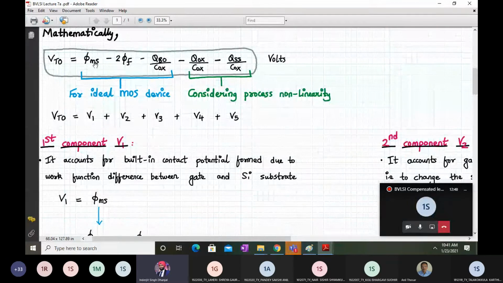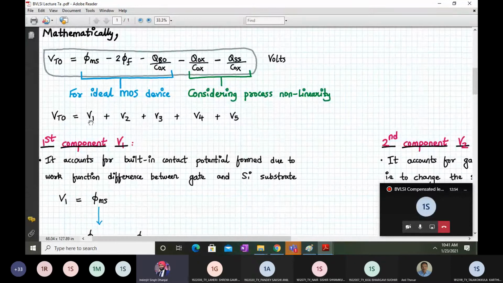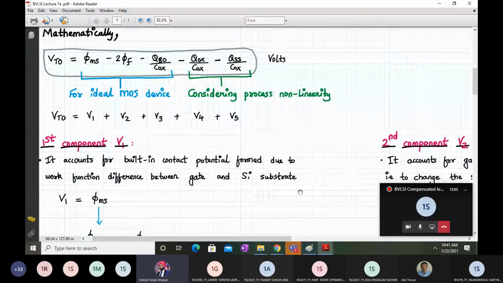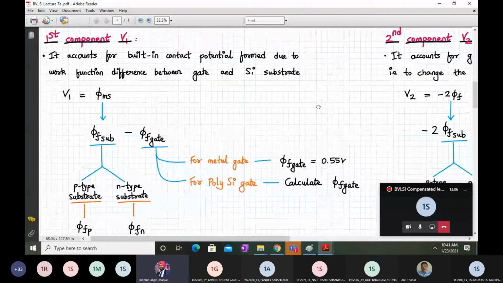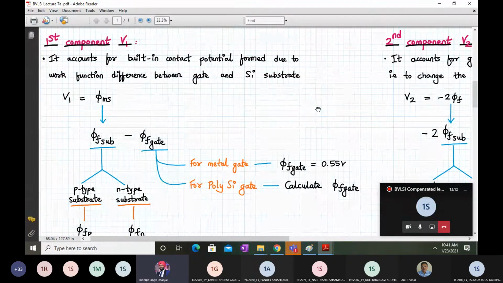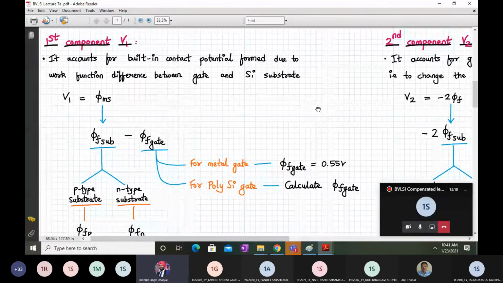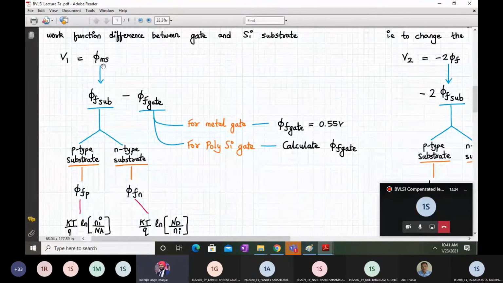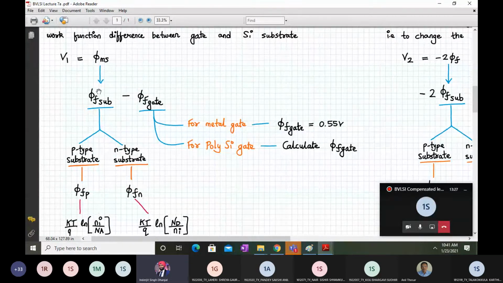These are five individual voltage components. So we write VTO as V1 plus V2 plus V3 plus V4 plus V5, corresponding to these five terms. Now we will see them one by one. The first voltage component is V1. I have already explained what phi ms is. It accounts for the built-in contact potential formed due to the work function difference between the gate and the silicon substrate, because they are made up of different materials. You can note it down from here. The first voltage component is phi ms, which is the difference between phi f of the substrate minus phi f of the gate.